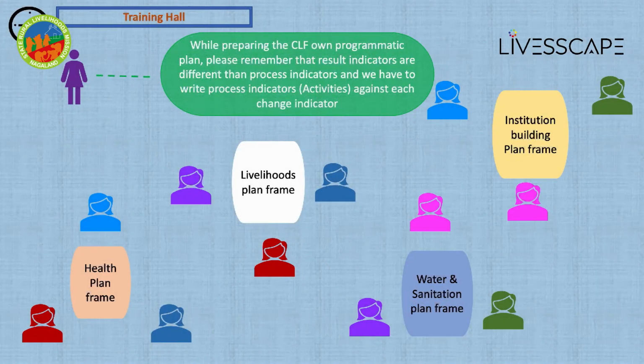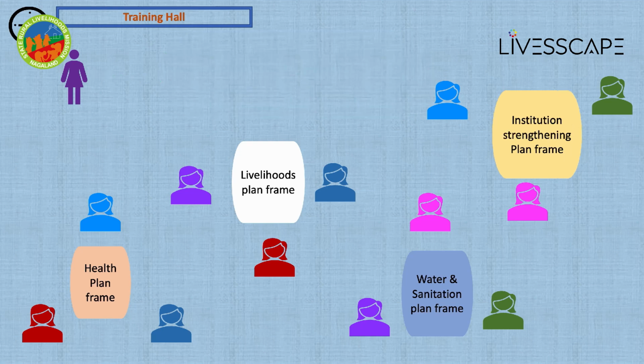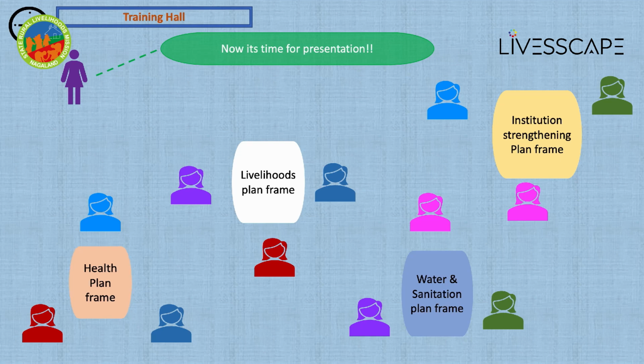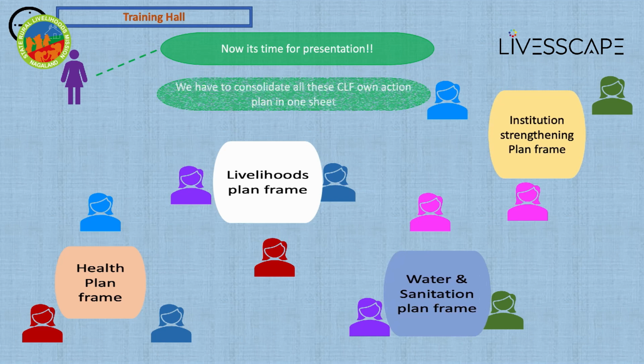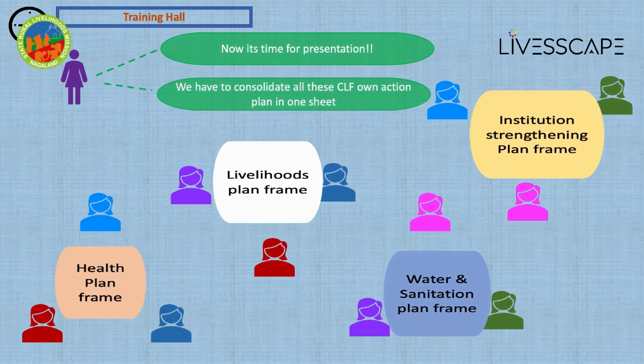While preparing the CLF's own programmatic plan, please remember that the result indicators are different than the process indicators, and this activity of annual action planning is concerned with process indicators or the activities that need to be done to achieve the desired change in each of the dimension. So for example, livelihoods, what kind of activities can be done under livelihoods to enhance the incomes of the families. For example, there could be trainings for learning new techniques of agriculture. There could be convergence meetings organized with different line departments. So multiple things can be done.